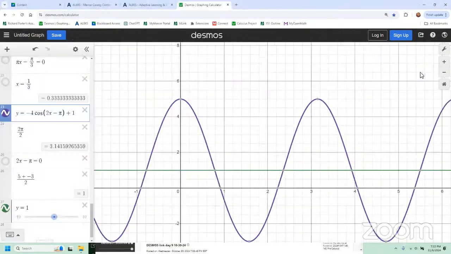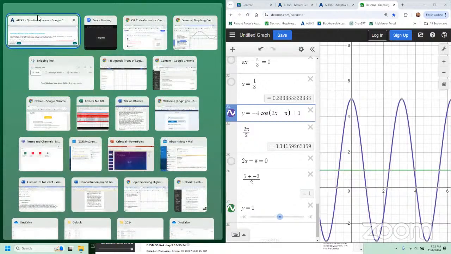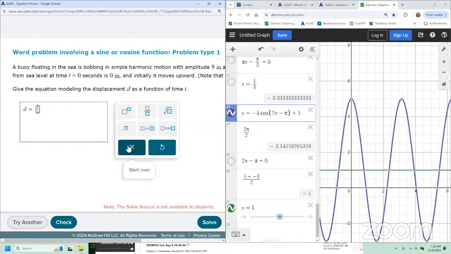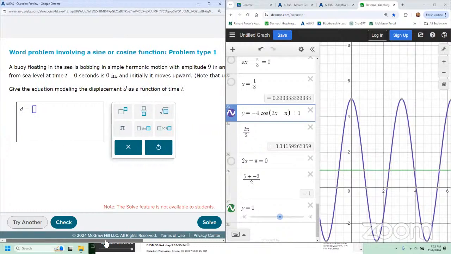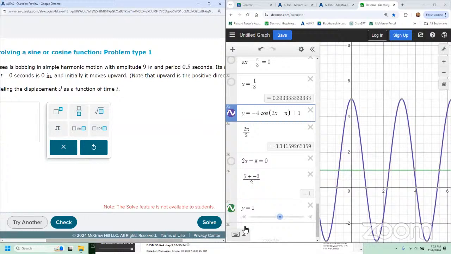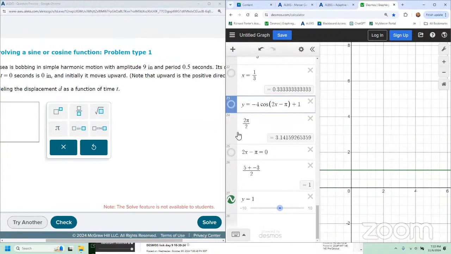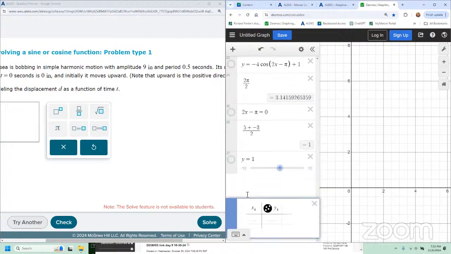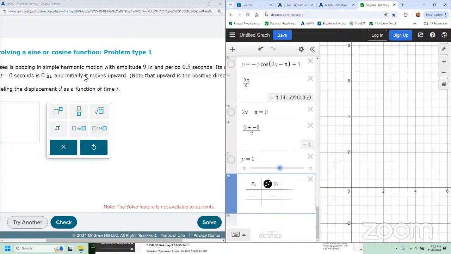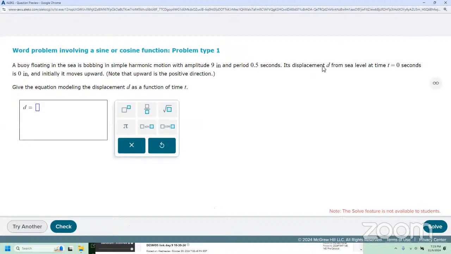Hold on. It says a buoy is bobbing with simple harmonic motion. So what you're going to do is create a table. It's bobbing with an amplitude of 9 and a period of 0.5 seconds. So it's going to start at 0 and it's going to move up.